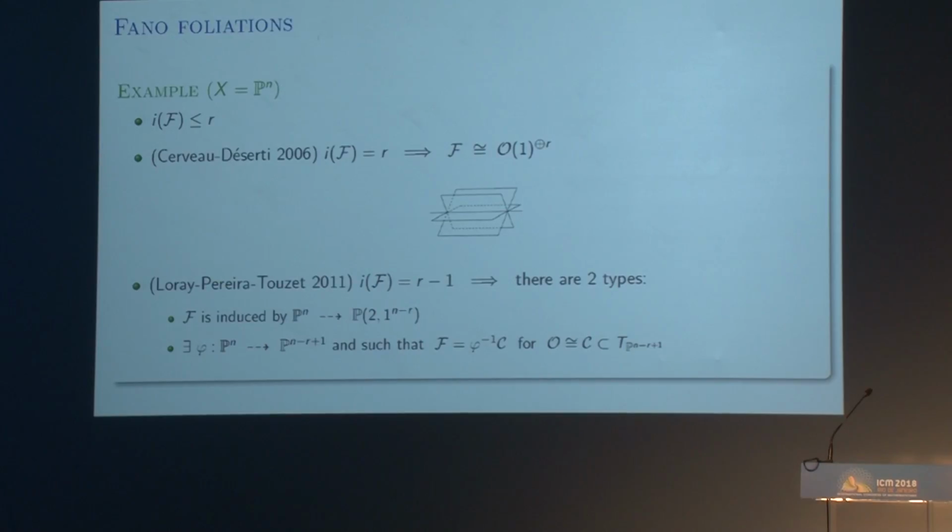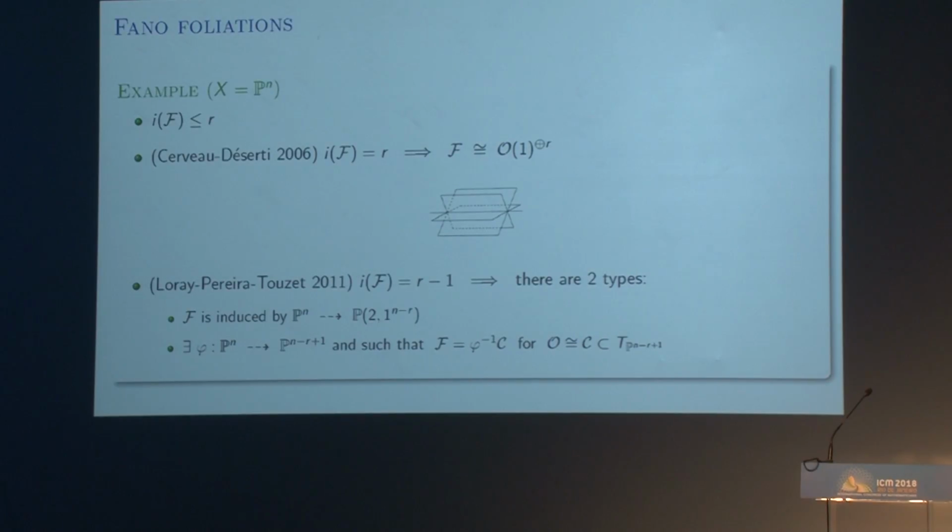And then there's another type of foliation of index r-1, which can be constructed as follows. You start with a linear projection to, again, a projective space, but now the codimension of this linear projection is one less than the rank. Then you take, on the image projective space, a global vector field, consider the foliation induced by this global vector field, and you just pull it back to Pn. This is the second type of foliation.